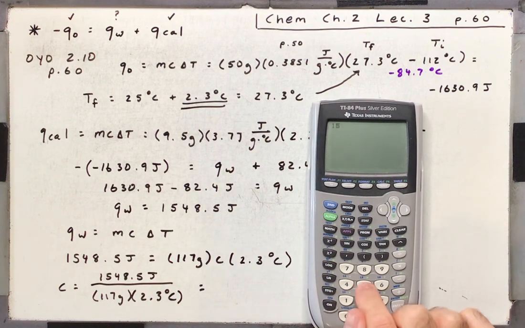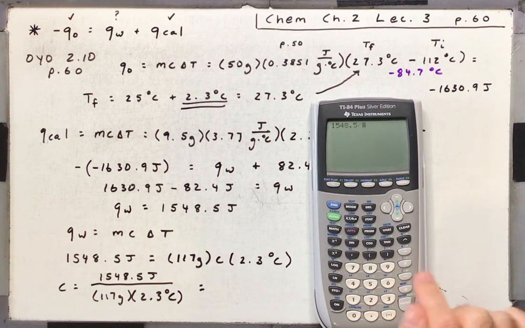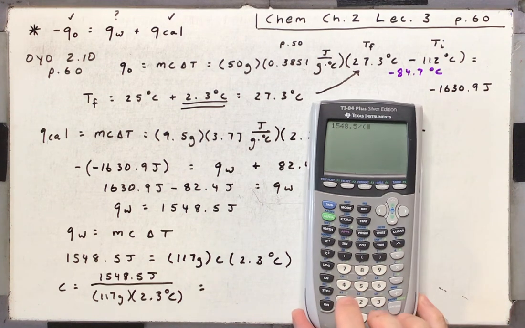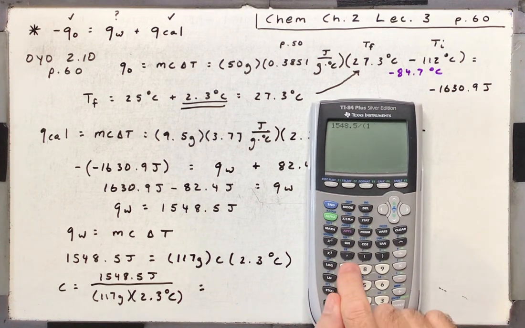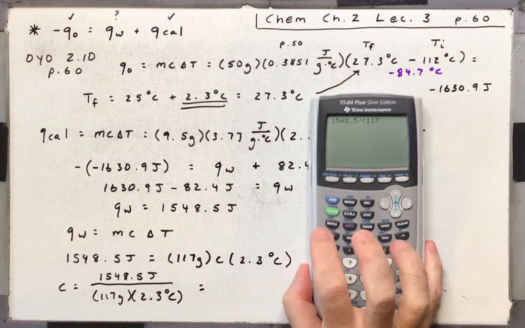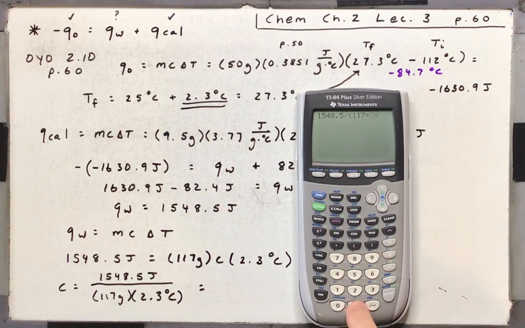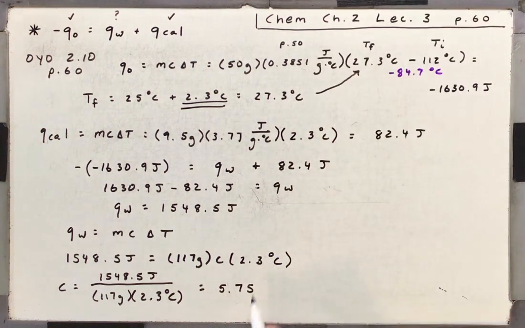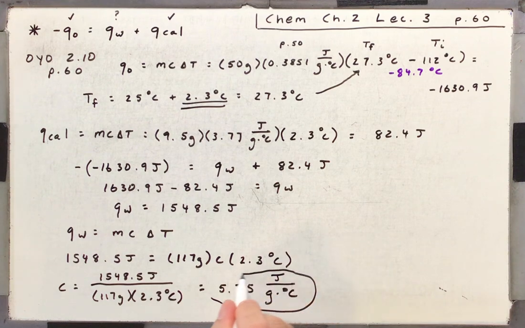Okay, so we've got 1548.5 divided by left parenthesis. If you forget this parenthesis, it's going to give you the wrong answer. 117 times 2.3 right parenthesis. That's 5.75 joules over grams times degrees Celsius. Don't forget the unit. So this liquid has a specific heat of a little more than water. Okay, so it's a little harder to heat up than water.